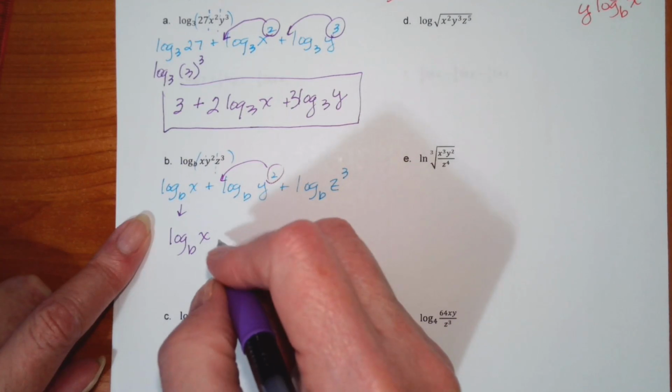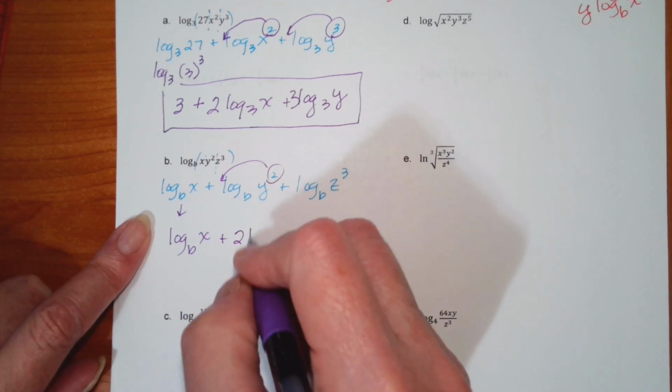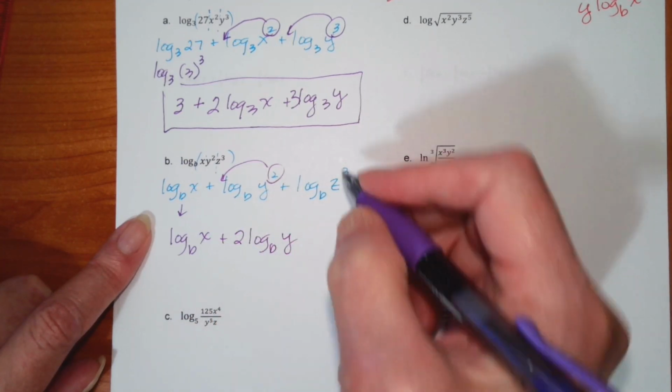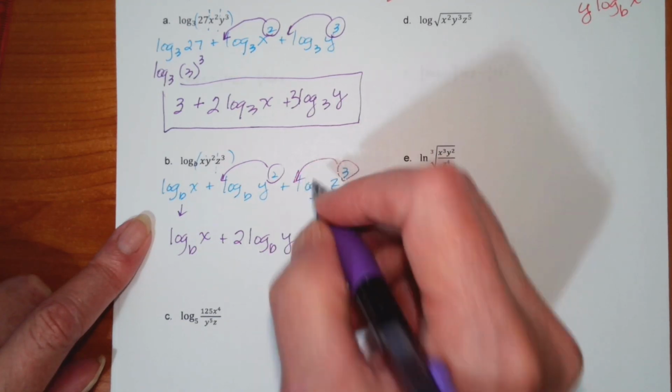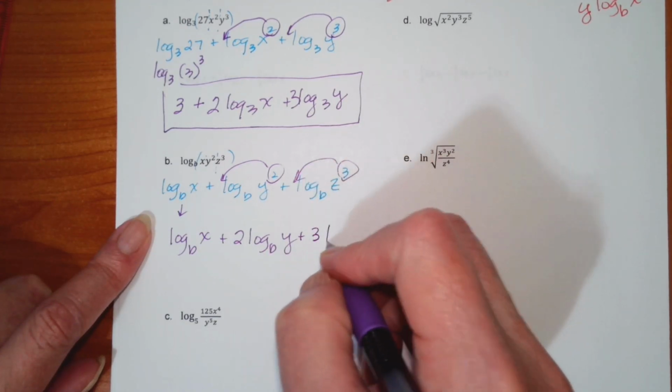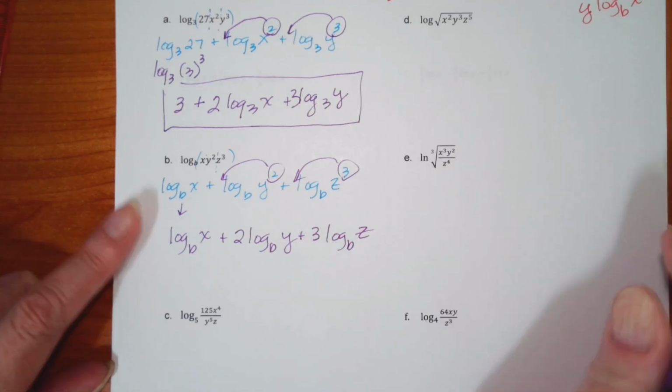Using the power rule, this becomes 2 times log base b of y. Again, using the power rule, this is 3 times log base b of z.